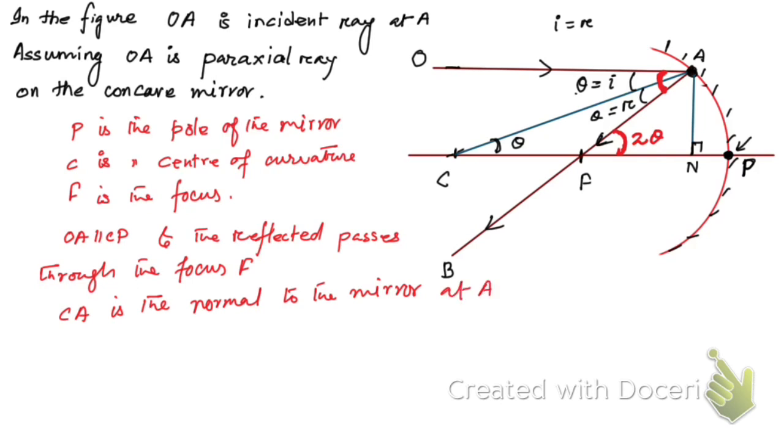And also I have drawn AN perpendicular to CN, or you can say CP, right? This AN is perpendicular to CP. Now you see, by the law of reflection, I must be equal to R.